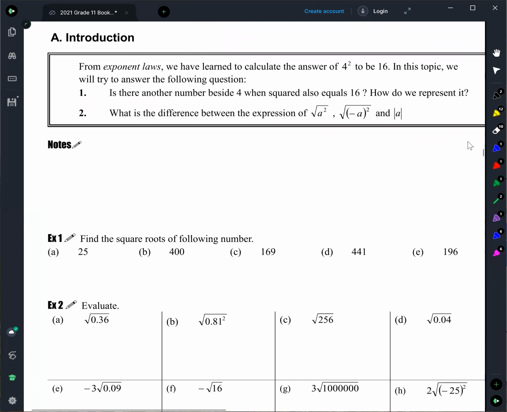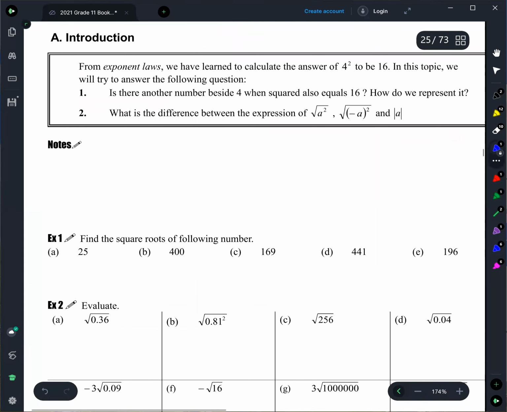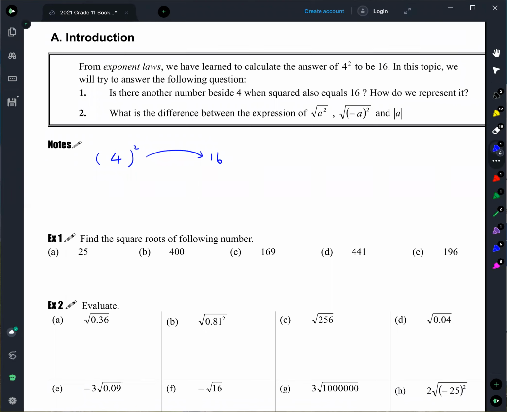So here we'll look at more detail of the terms, okay? Because usually we just use the word square root loosely. Okay, so for example, if I have a number and then we do 4, and then we square this number, we will get 16. Okay. So here's the question, is there another number that I also square can give you 16 as well? Is there another number that could also work?